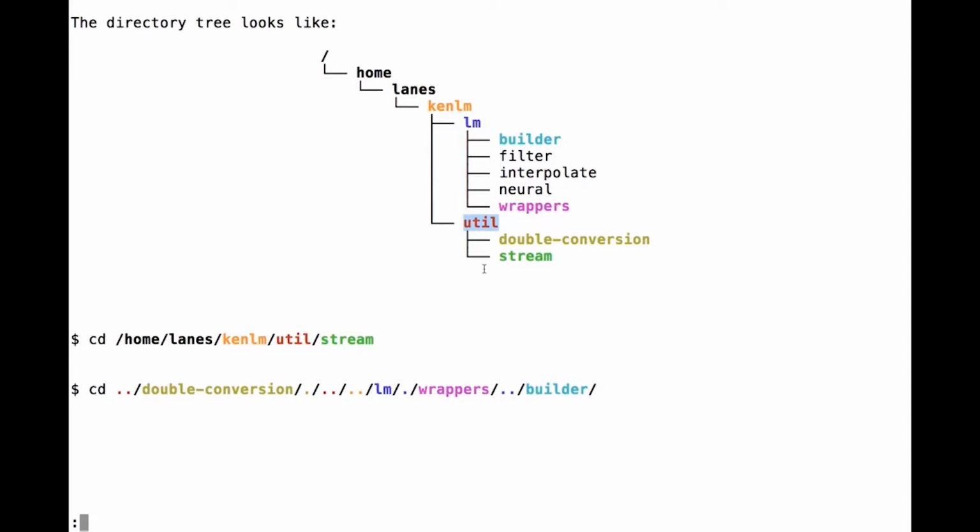Double conversion is a subdirectory of util. Thus, given that stream is the current working directory, ../double conversion refers to the subdirectory colored in gold in the tree: /home/lanes/kenlm/util/double conversion. Dot is another name for the current directory. This means that ../double conversion/. means exactly the same thing as ../double conversion.